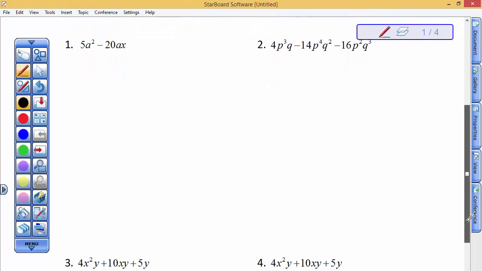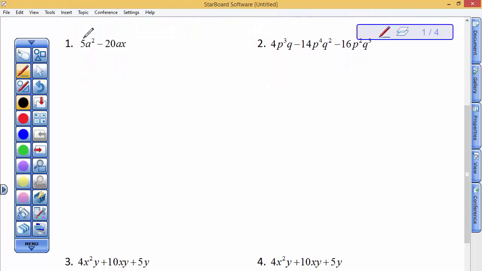So we have a couple more problems to do. I'm going to go ahead and finish these. The greatest common factor here is a 5. And the only letter that's common in both is a, and it's a to the first power. So I'm going to factor out a 5a. In order to get this, I'm going to need an a here, so that 5a times a will give me 5a squared. I need a minus 4x here, so that 5a times a minus 4x will give me a minus 20ax. And I'm all done.